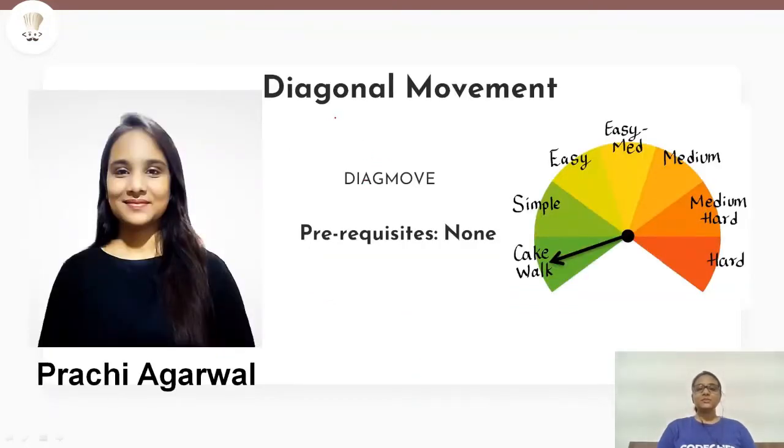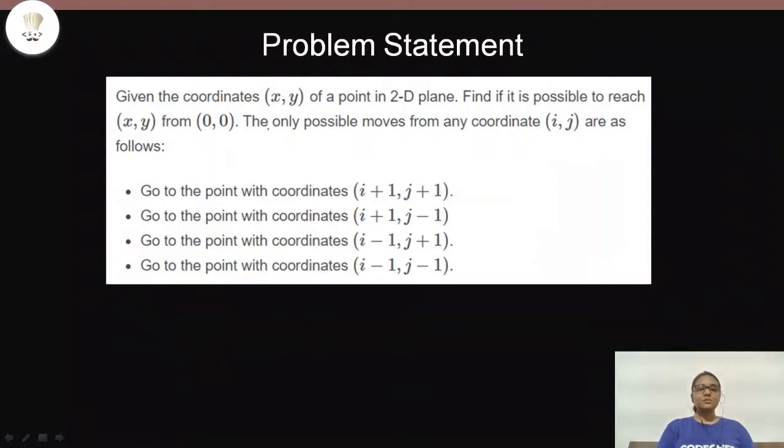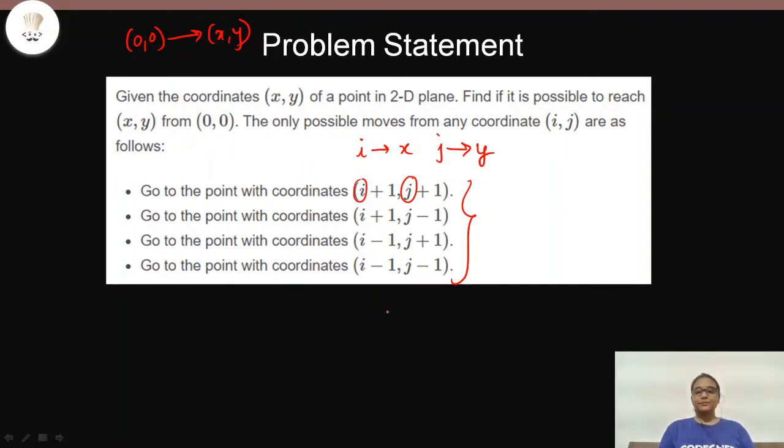Today we are solving the problem Diagonal Movement, which is a Starters 14 problem. So let's see the problem statement. Here the problem statement says that there is a single coordinate given to us on a 2D plane, and we have to find out whether it is possible to reach from the 0, 0 coordinate to this x and y coordinate. But the restriction is that we are given only these four possible moves. So this i and j that you see, you can consider i as x and j as y. So that means these are the only possible moves that are there, right?